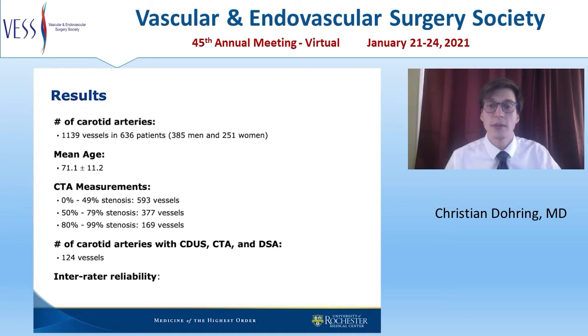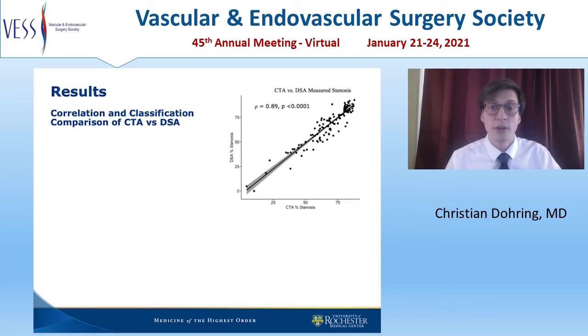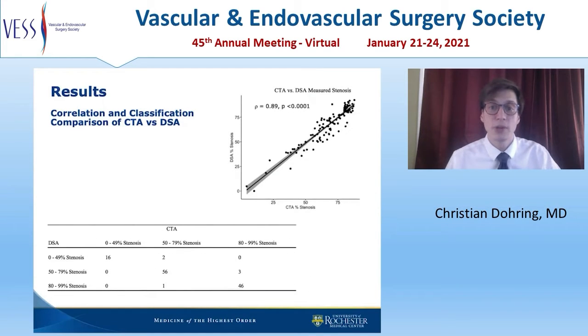124 vessels were included in our subset of patients who had an ultrasound, CTA, and DSA. Inter-rater reliability was high with the Spearman correlation coefficient of 0.96. So in comparison of CTA to DSA, the Spearman correlation coefficient of percent stenosis obtained by CTA compared to percent stenosis obtained by DSA was high at 0.89. The classification of percent stenosis remained fairly consistent with the exception of 6 vessels. Compared to CTA, 5 vessels were classified into a smaller stenosis category when measured with DSA, and 1 vessel was classified into a larger stenosis category.